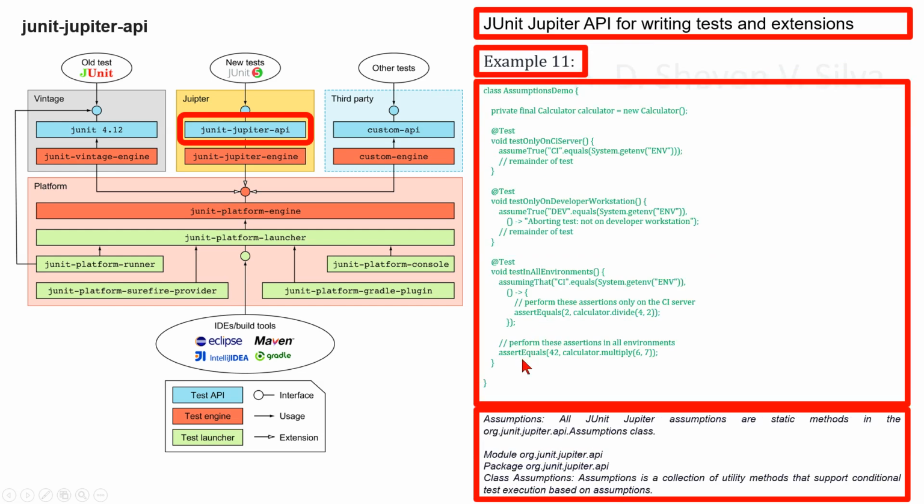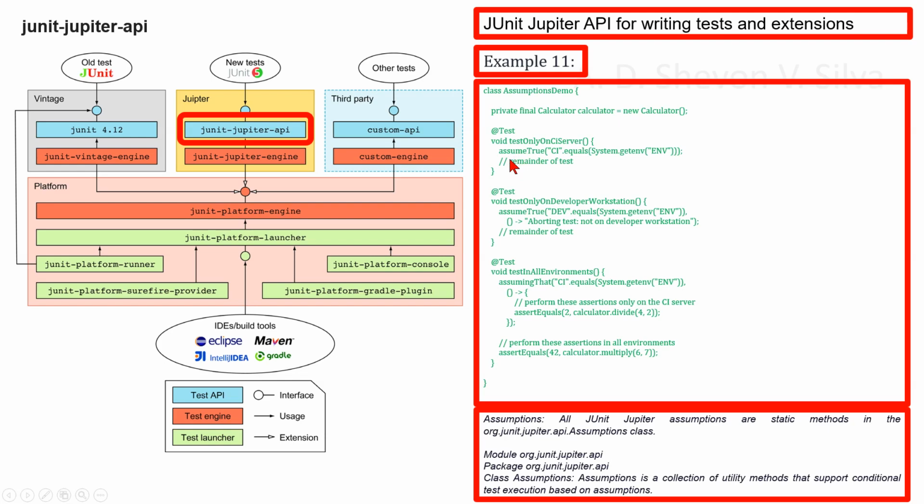Now we are considering assumptions. All Jupiter assumptions are static methods in the org.junit.jupiter.api.Assumptions class. The class Assumptions in package org.junit.jupiter.api in module org.junit.jupiter.api. Assumptions is a collection of utility methods that supports conditional test execution based on assumptions.